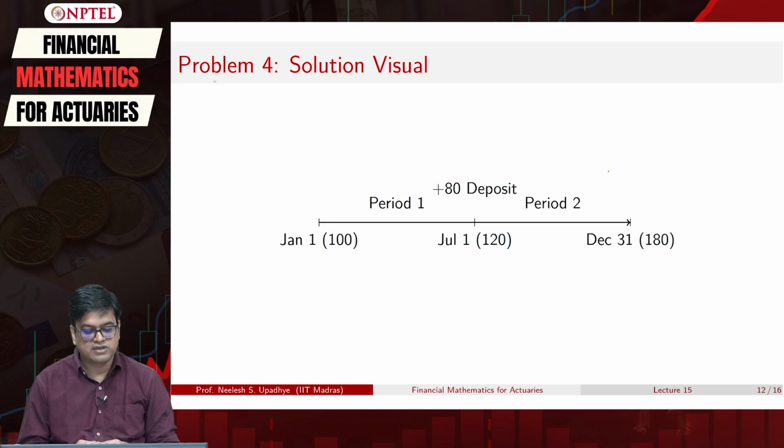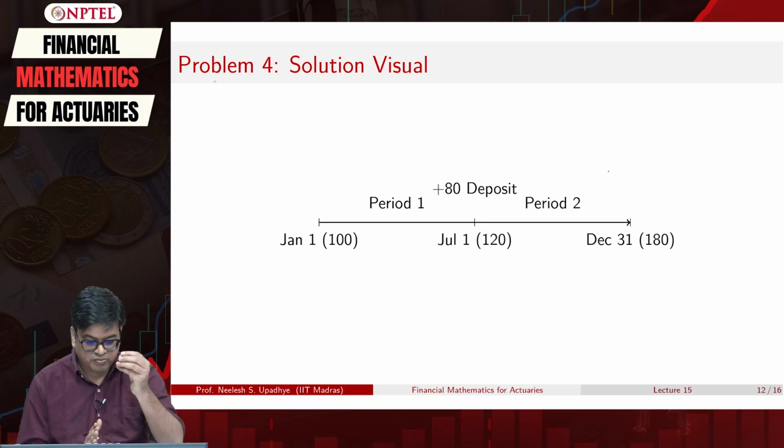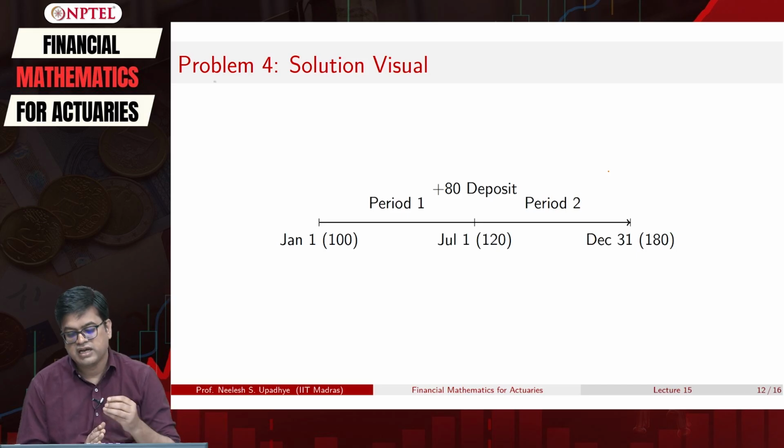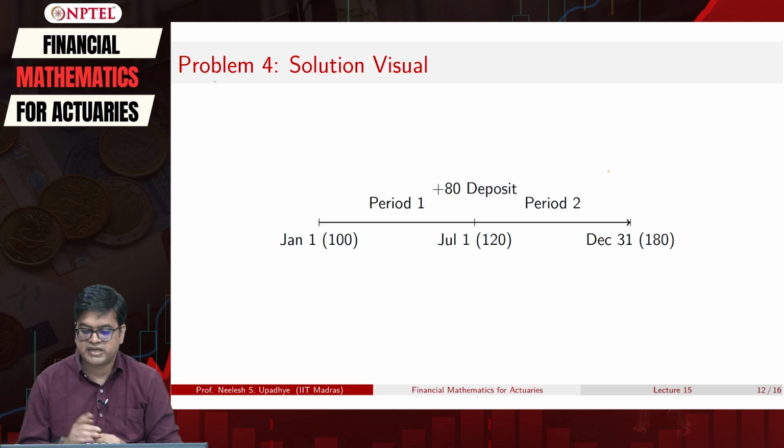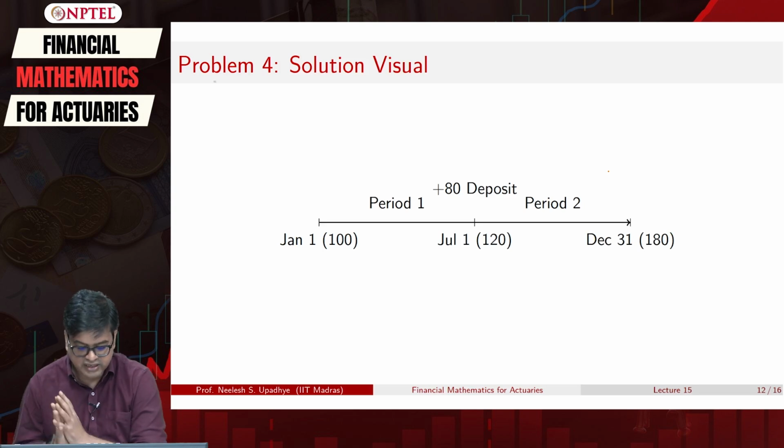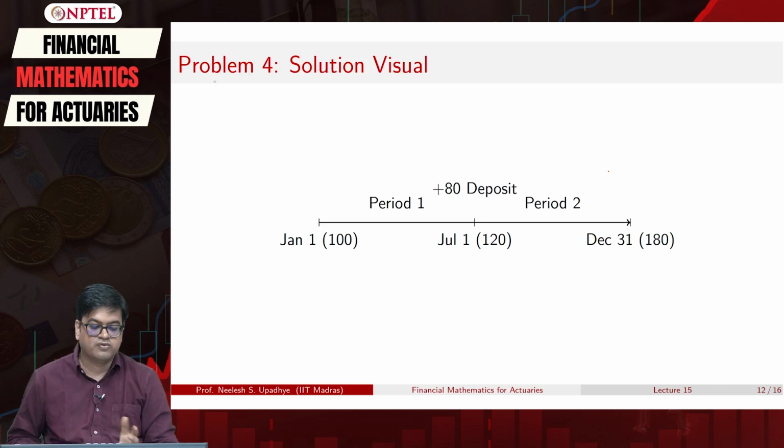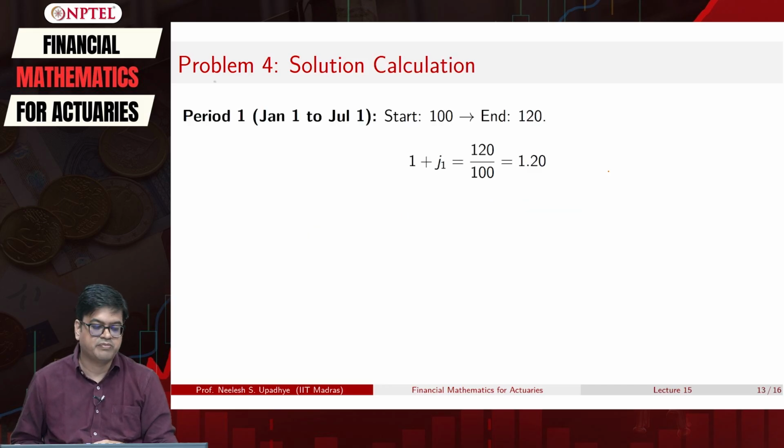So, here is a visual where the time period is clearly given. Jan 1, 100 deposit; July 1, 120 was the value, plus 80 is the deposit; and December 31, 180 was the final end value. Okay. So, how will you calculate 1 plus J1 and 1 plus J2? Let us go period by period.